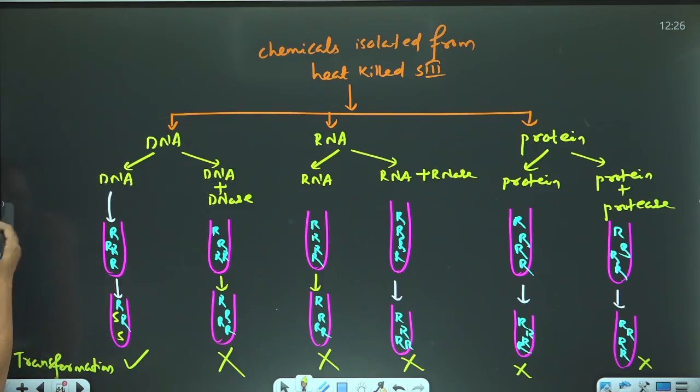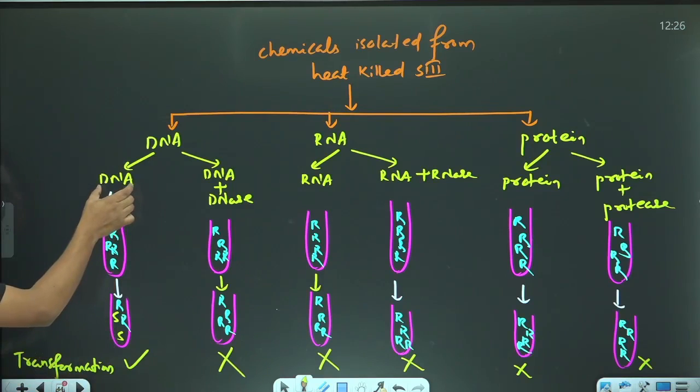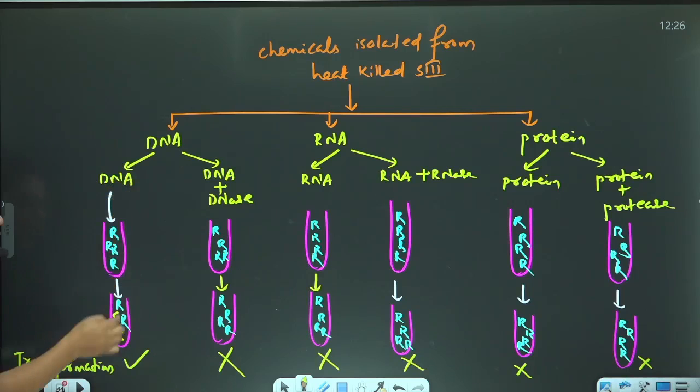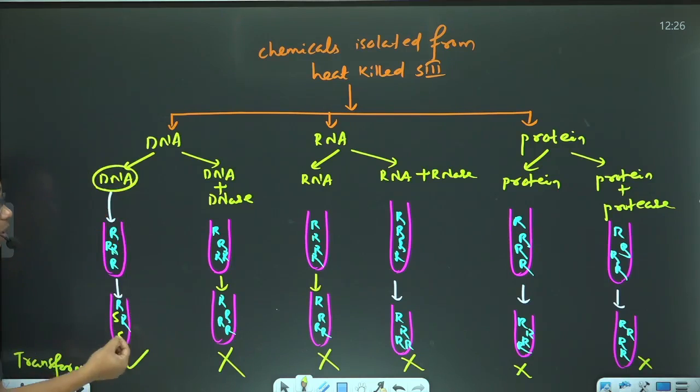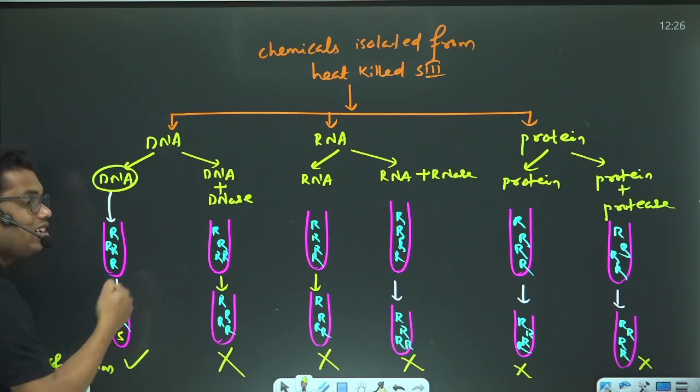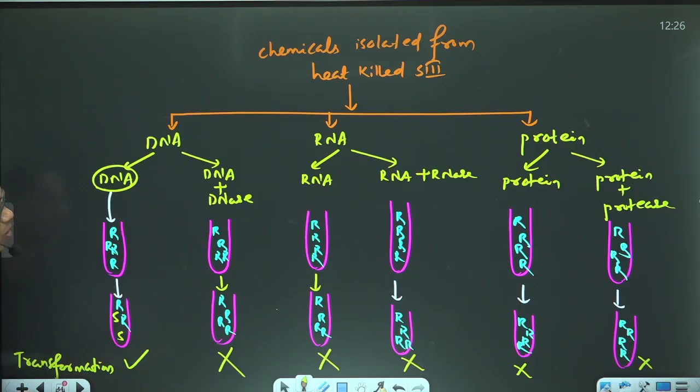So when we added the DNA molecule, some of the R form got converted into S form. That is why I will say DNA is responsible for changing R form into S form. That is the transformation principle, and the transformation principle proposed by Griffith was actually the genetic material. So from this they concluded that DNA is the genetic material.